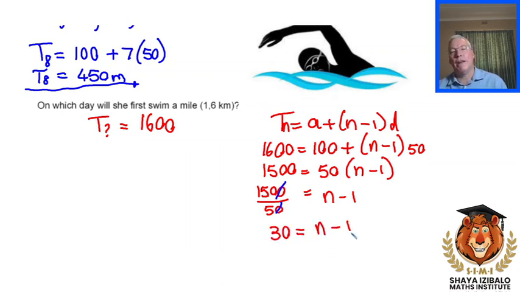What should we do to both sides to get n? Obviously, we must just add 1. And so the answer is on the 31st day, she will first swim a mile. The next day, she'll swim more.